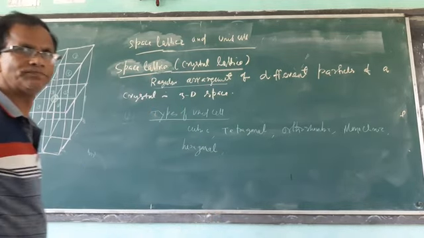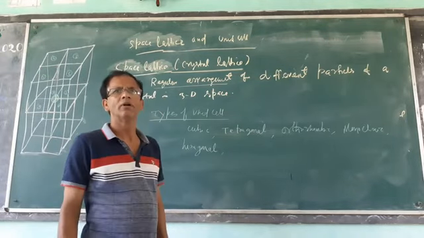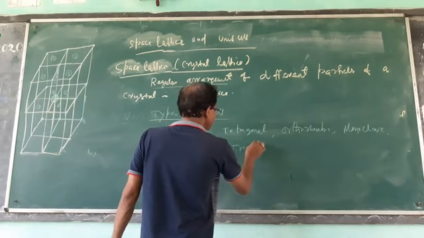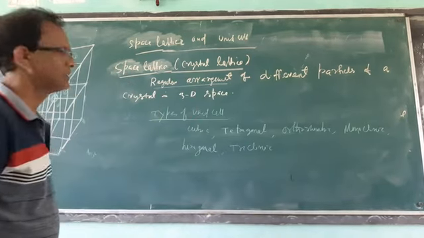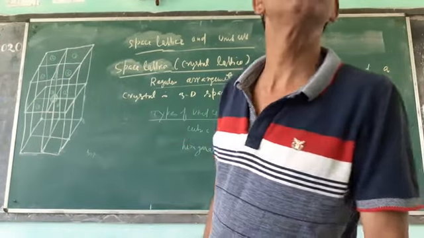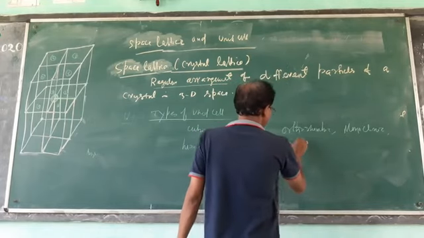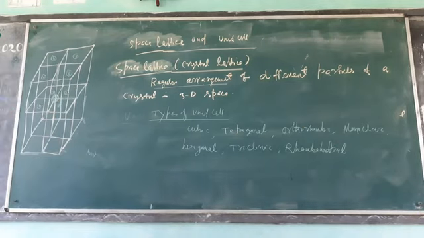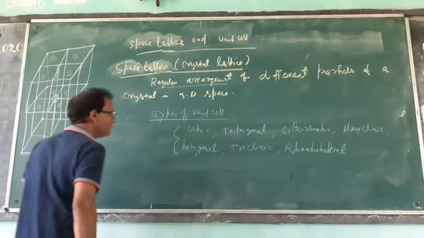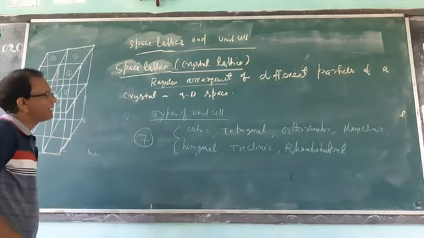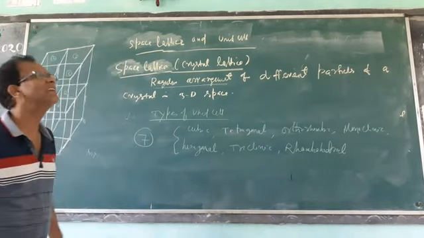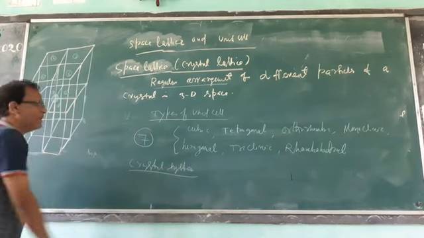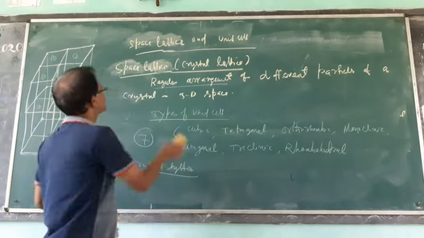then triclinic, and another one, rhombohedral. So these types of unit cells are seven in total. Seven types of unit cells are possible, which is called the seven crystal systems.